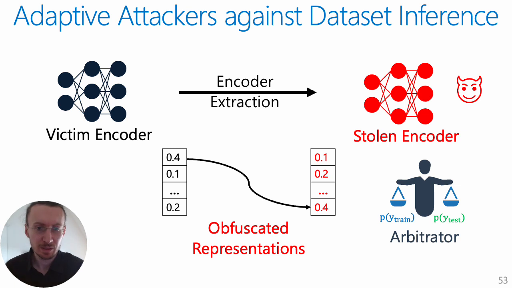Let us consider an adaptive attacker against our defense. The adaptive attacker steals the encoder and then obfuscates the representations to fool the arbitrator and avoid theft detection. However, because the adversary obfuscates the representations from the training and the test sets in the same way, the arbitrator is still able to detect a significant difference between them.